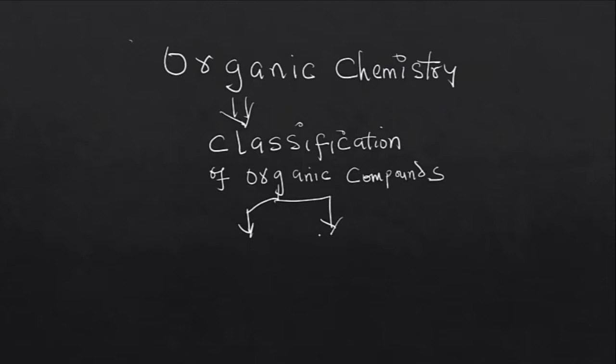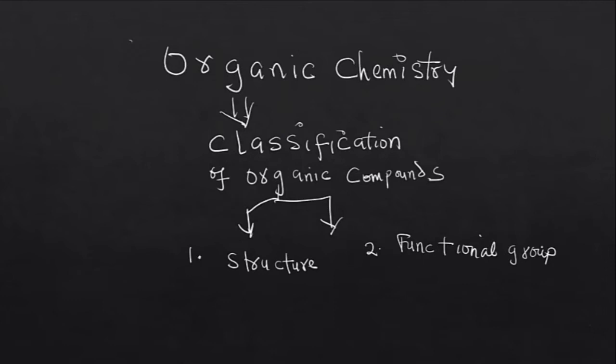And what are those criteria we can use to classify organic compounds? Number one, we can classify organic compounds based on structure. Number two, we can classify organic compounds based on what we call functional group. Organic compounds can be classified based on structure. Organic compounds can be classified based on functional group.